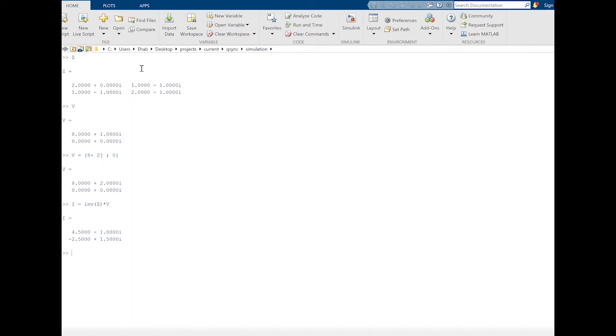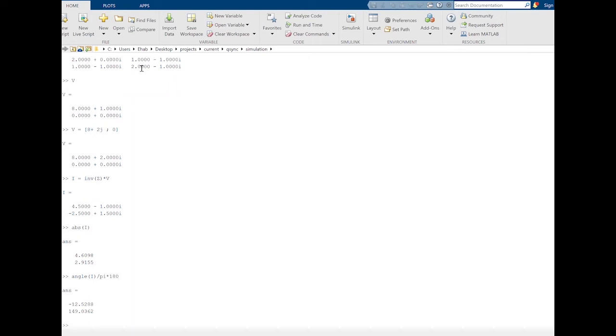And then I take the magnitude of that to get the current, the magnitude of the currents, and then I take the angle of that. I need to take the angle of that, right? But I need to convert it to degrees, so I divide it by pi, multiply it by 180. And what I'm interested in is I3, right? I3 is going to be, right?